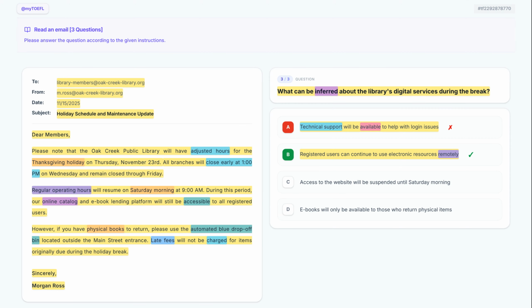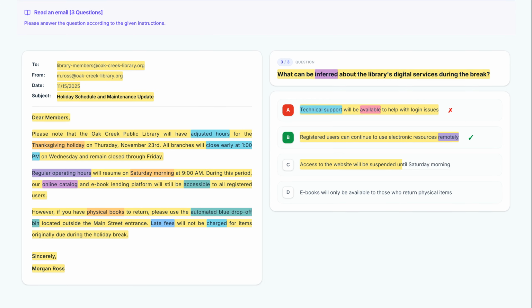Here's option C. Let's break it down. Access to the website will be suspended until Saturday morning. This option suggests access is suspended, but the text says the opposite, that the catalog will still be accessible. This is a direct contradiction.